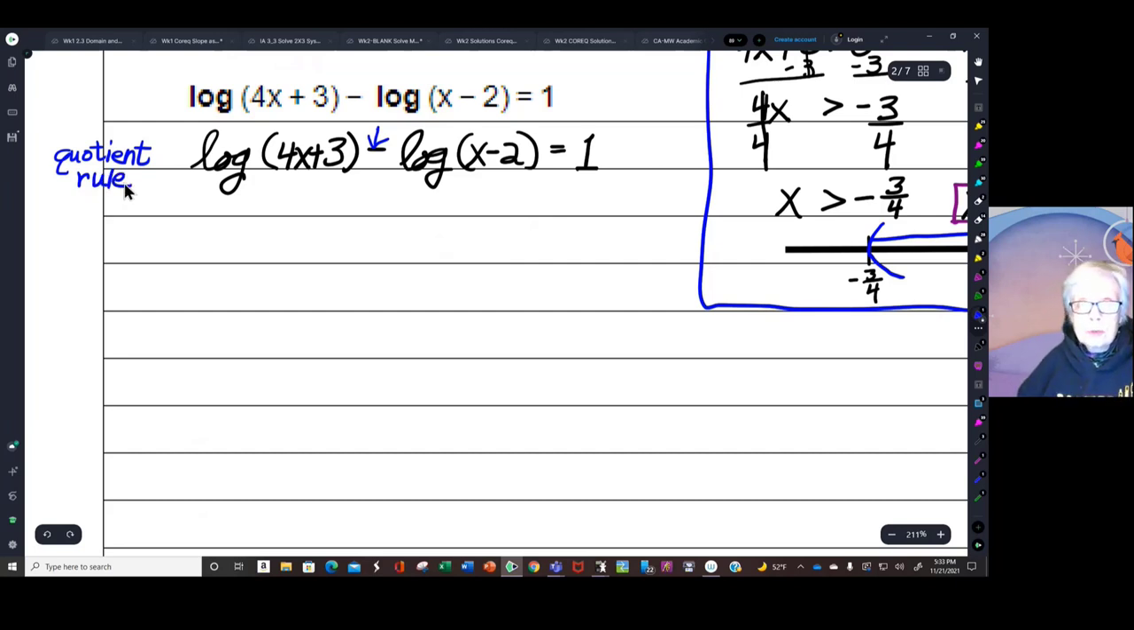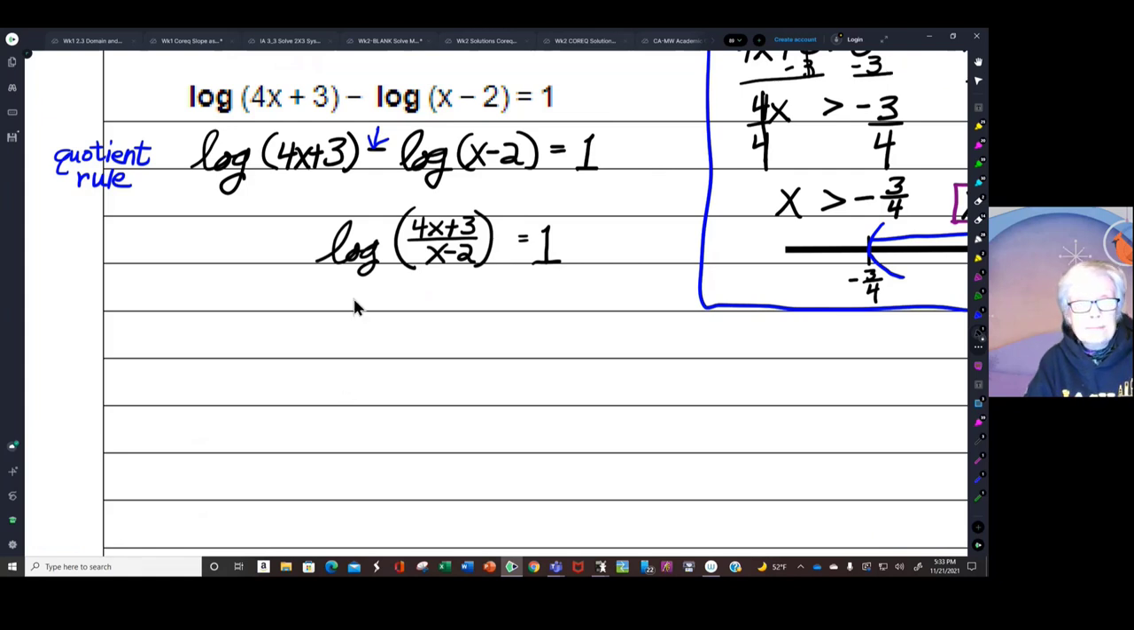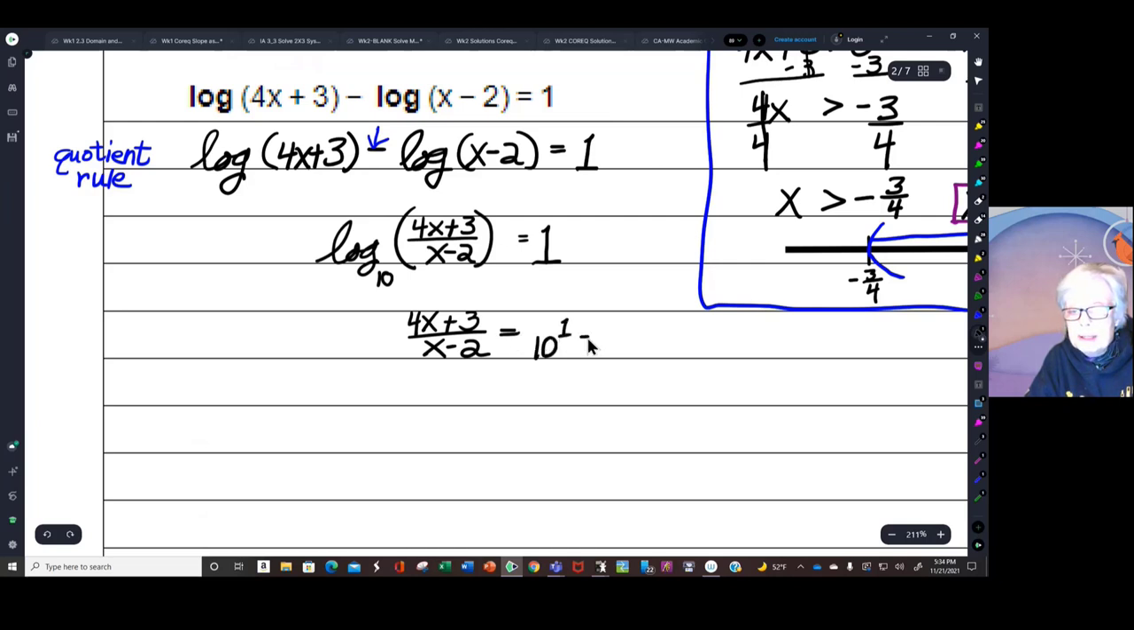Q-U-O-T-I-E-N-T rule, the quotient rule for logarithms. What does that mean? Well, this is what it means. It means log of (4x plus 3) over (x minus 2) equals 1. Okay, the base is 10, so we know that (4x plus 3) over (x minus 2) equals 10 to the 1 power, which is 10.